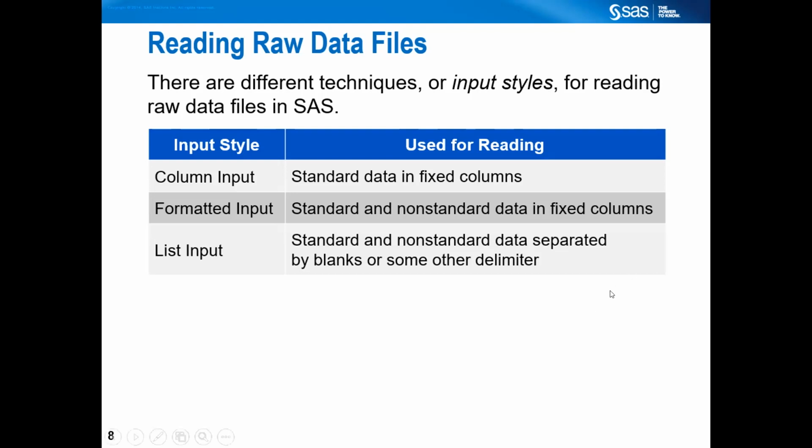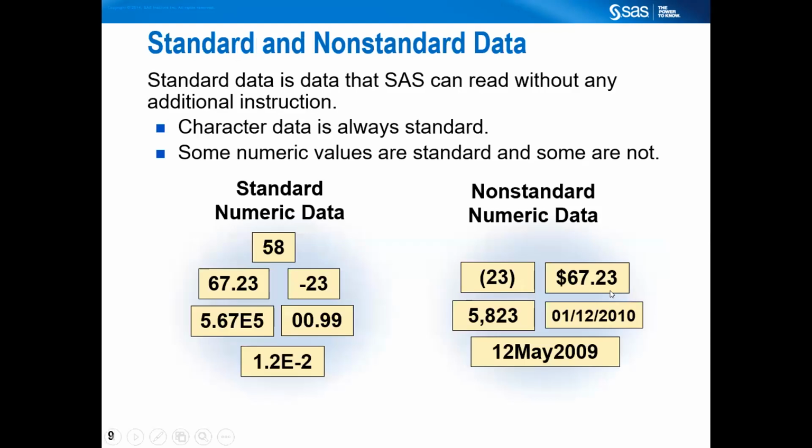Okay. So this is what this slide is trying to tell you. Now see, same thing. Standard numeric data includes decimals, values with a negative sign, and exponential signs. All of this, which SAS can read without any special instructions, is termed standard numeric data. Whereas character data is always standard, so no special instructions need to be given. It will read character values.